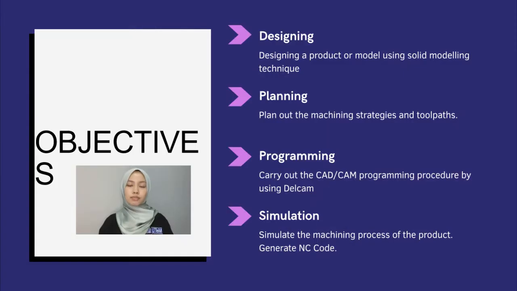The objective of this mini project is designing a product or model using solid modeling technique, planning out the machining strategies and tool path, and then programming: carry out the CAD/CAM programming procedure by using DELCAM. Lastly is simulation: the machining process of the product and generate the NC code.